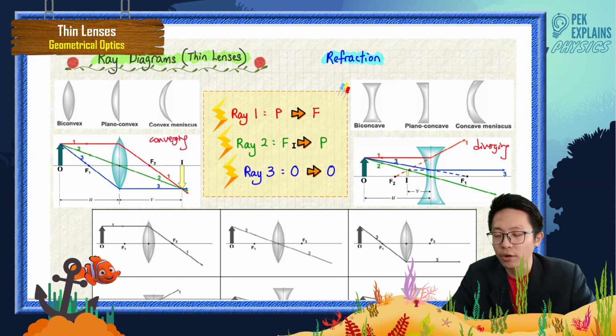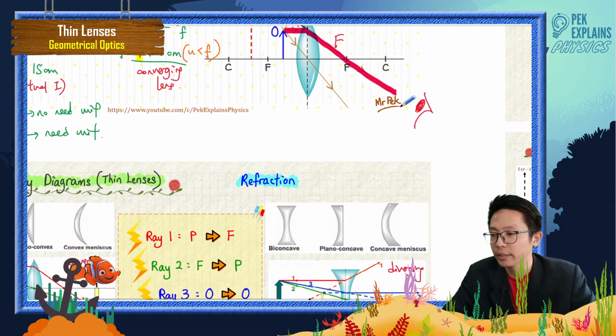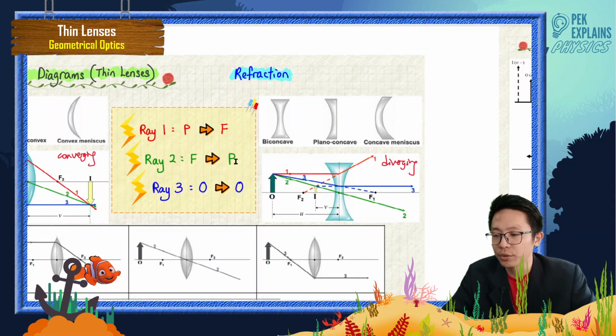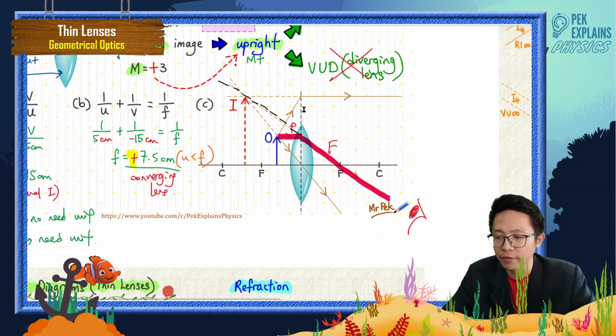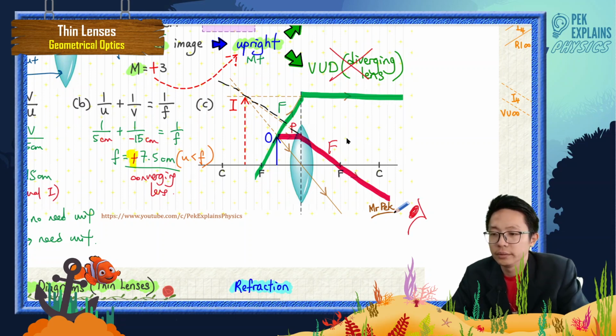Ray 2 is focal point to parallel. Let me use the green one. Focal point to parallel. How to get the focal point? Actually, it's from here. Focal point, then back to focus parallel. You know, it always focuses the light. This is what we call the focal point, and then parallel. Understand?